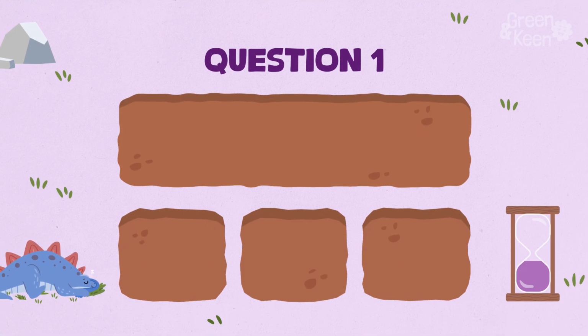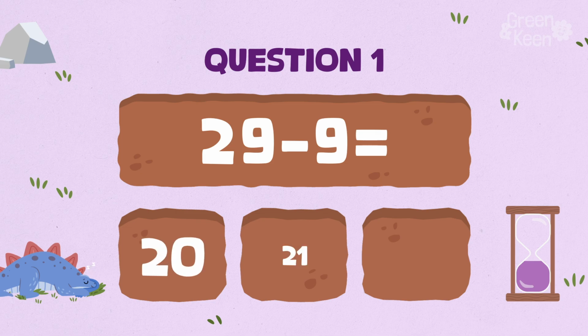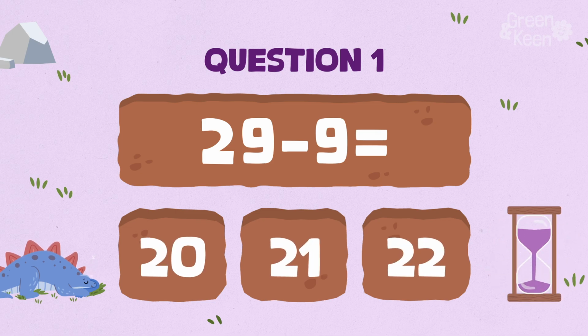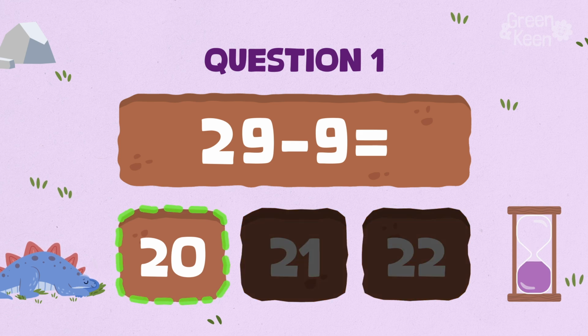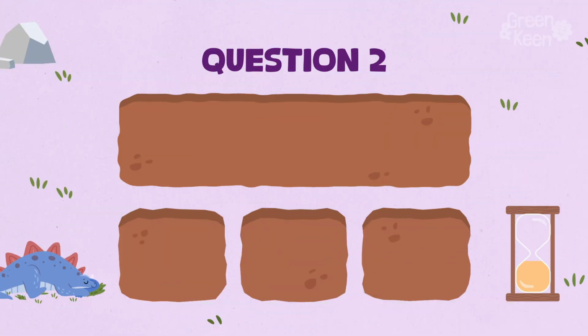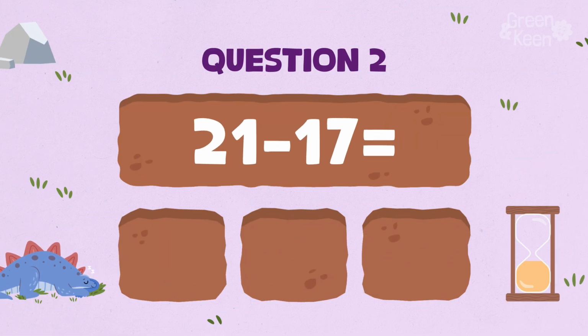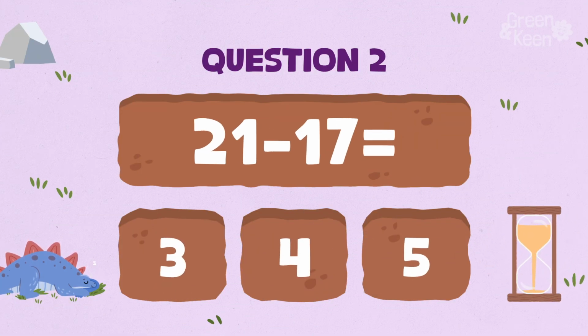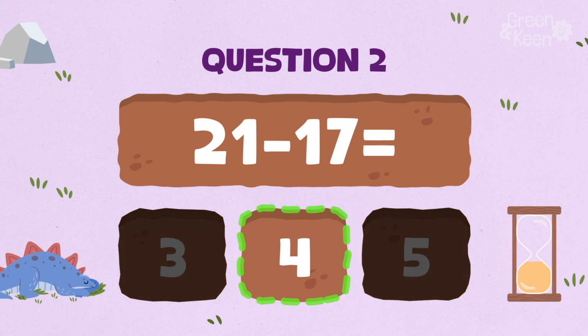Question number 1. 29 minus 9 equals... The answer is 20. Question number 2. 21 minus 17 equals... The answer is 4.